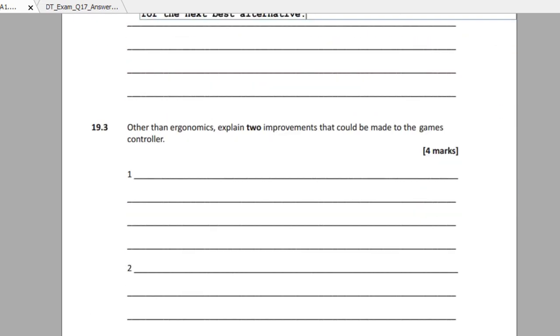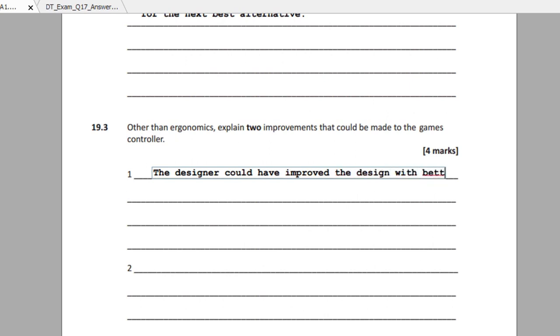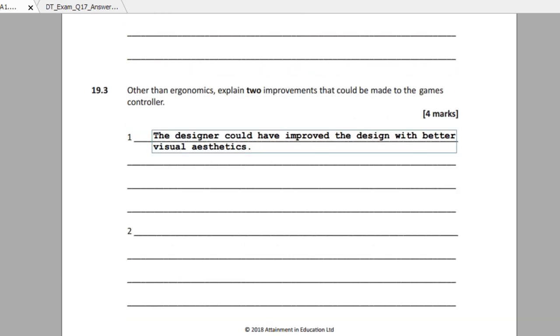Okay, so moving to question 19.3 says, other than ergonomics, explain 2 improvements that can be made to the game's controller. So you could put down, for example, the designer could have improved the design with better visual aesthetics. Okay, another one could have been, actually say, to attract teenagers.